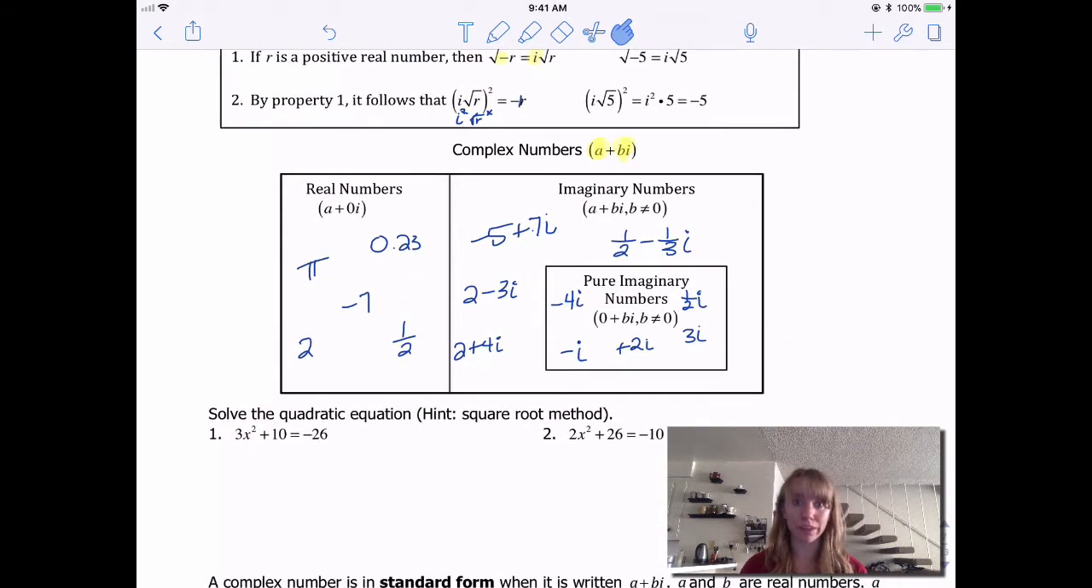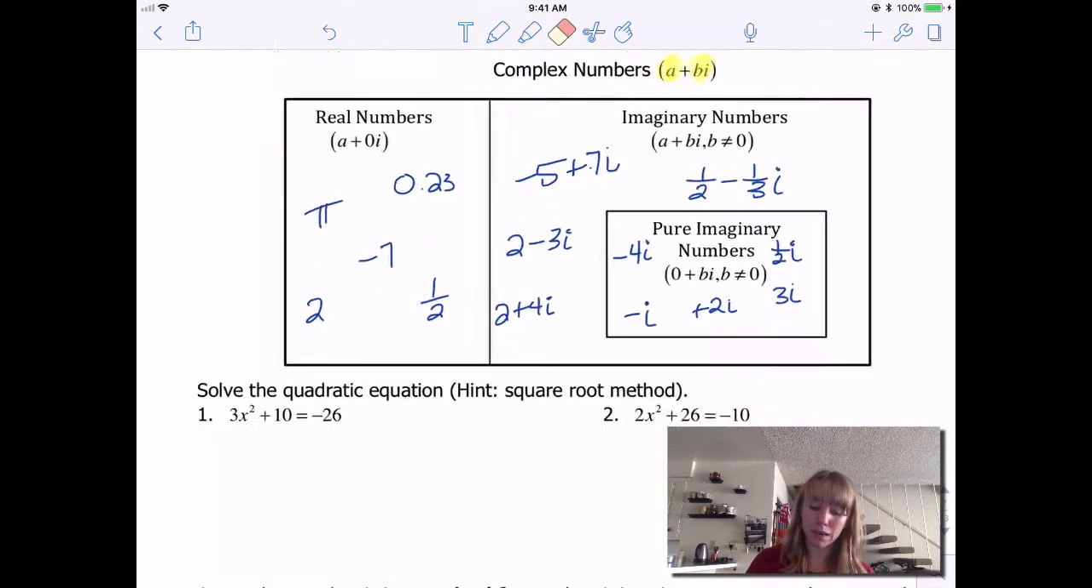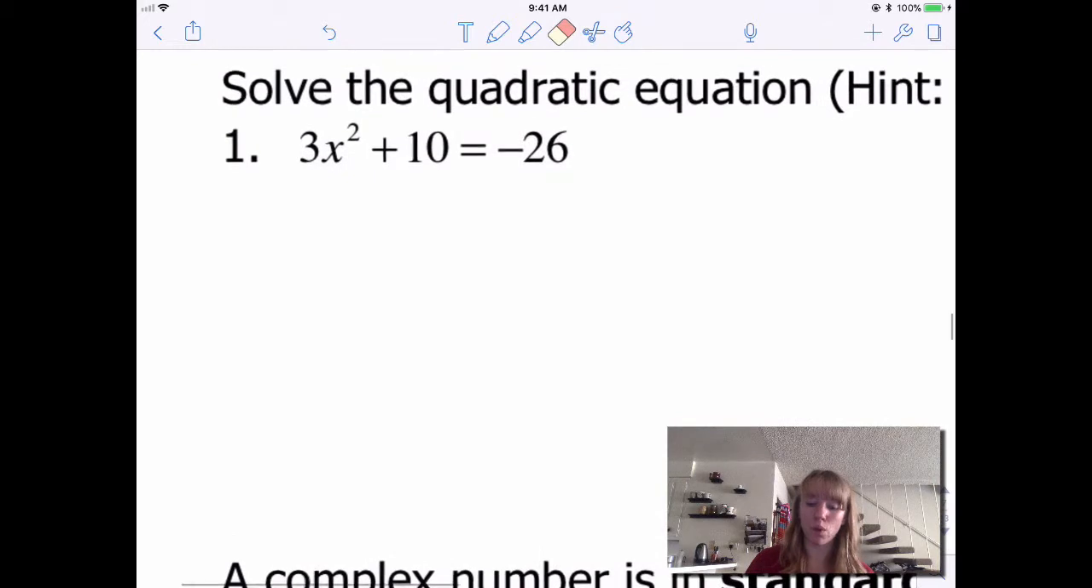But the reason that we really want to use these numbers is for solving quadratic equations. That's what our chapter is all about. So number 1 says solve the quadratic equation. We are going to use the same method as last time. So we'll go PEMDAS backwards. I'm going to subtract 10 from both sides for number 1.